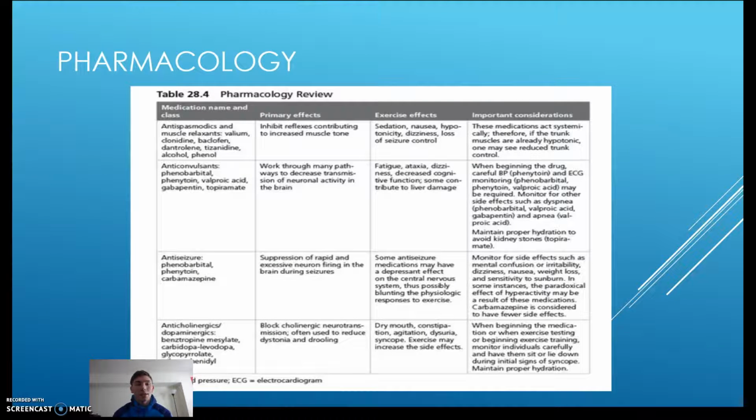So again, looking at some of the different drugs, as you can see from this chart here, for anti-seizure, we can use a couple different things. Phenobarbital, phenytoin as well. And then you also have some antispasmodics to reduce this spasticity that you often see with this population group, Valium and clonidine as well.